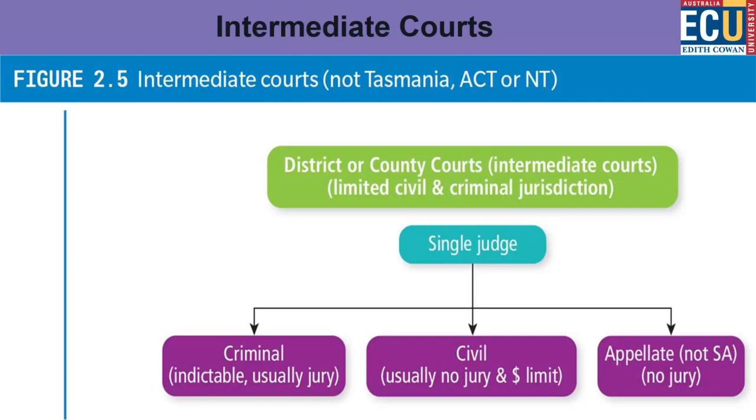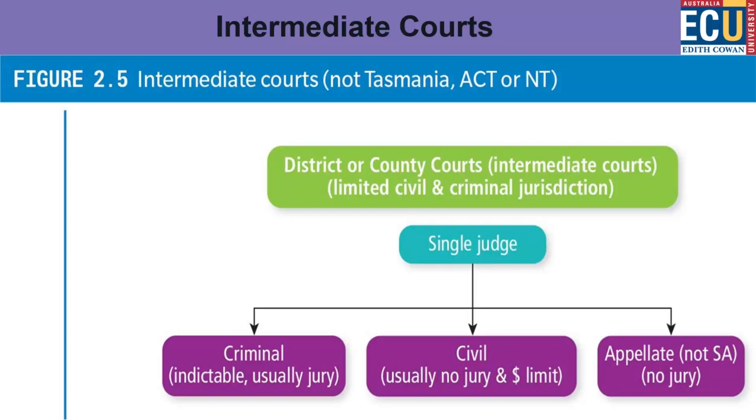So 8 jurisdictions, if you recall, I mentioned 6 states and 2 territories, right? Out of these 8, only 5 jurisdictions have an intermediate court in their court hierarchy. Tasmania doesn't have an intermediate court. The 2 territories, ACT and Northern Territory, also don't have an intermediate court. So they have their lower courts and their supreme courts. That's how those jurisdictions function.